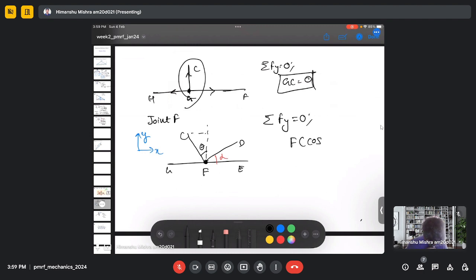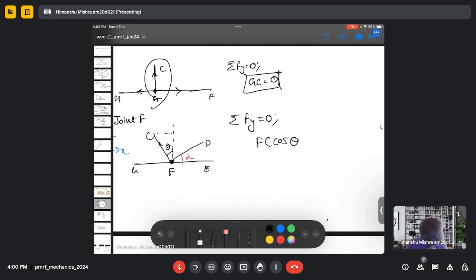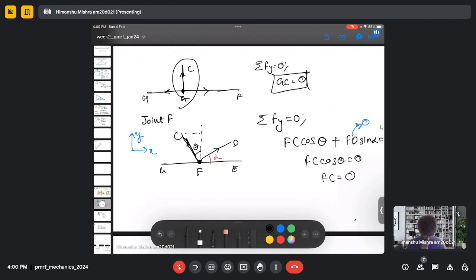So I will get here FC cos theta, plus FT sine alpha equal to 0. And as we have calculated before, this FD is 0, it's a zero force member, so we will be left with FC cos theta equals 0. So here we will get FC as 0 as well. So the force in FC is also 0.